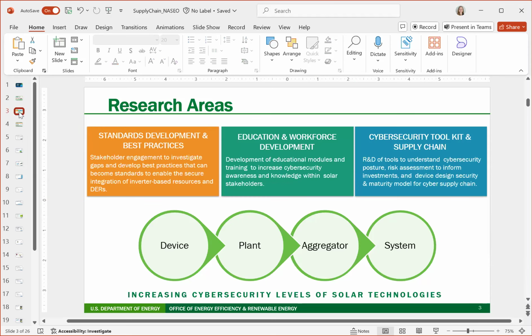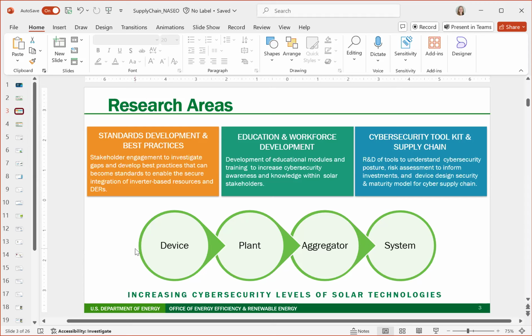All right. So the research areas under S2G are grouped into three large categories: standards development and best practices, education and workforce development, and development of a cybersecurity toolkit and supply chain. I would almost break up that last group into two categories. I think the toolkits are focused more on risk assessment and that supply chain piece. Certainly there's a cyber risk assessment piece to supply chain, but also doing more on the research and development area there to investigate best practices for supply chain security.